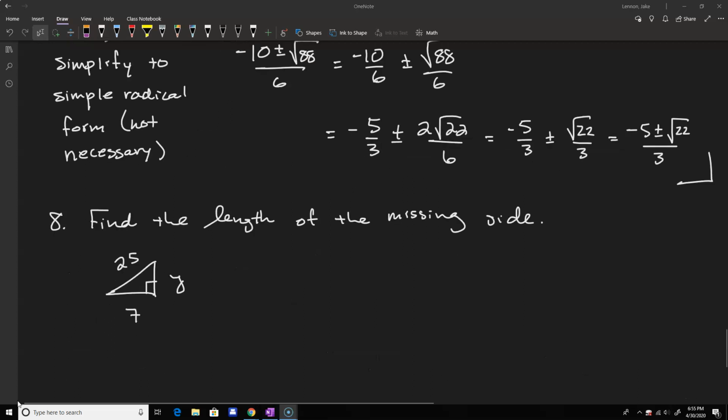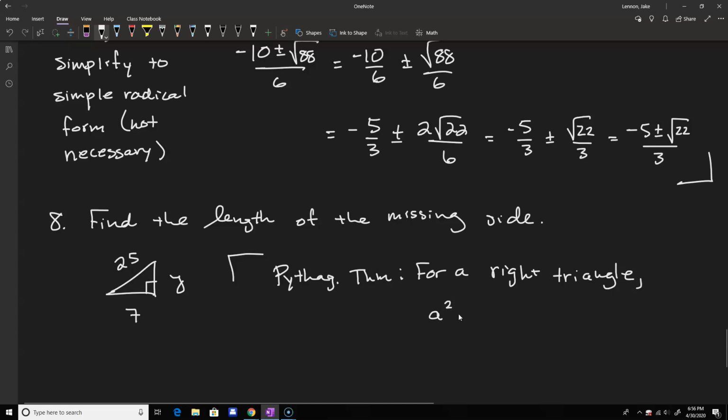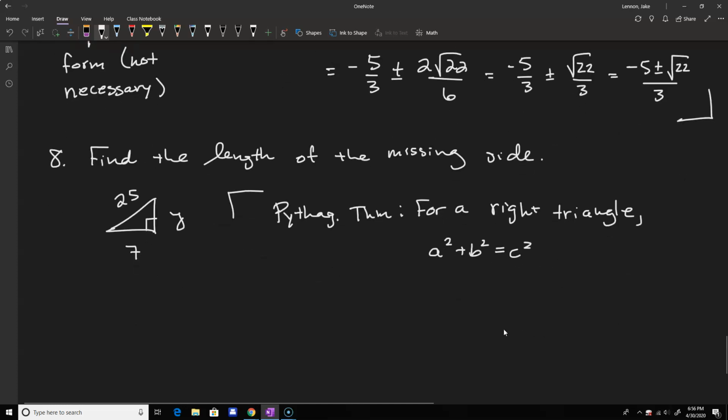Okay, number 8, we want to find the length of the missing side. So to do that, we want to apply the Pythagorean theorem. So remember, the Pythagorean theorem says for a right triangle, the equation a squared plus b squared equals c squared is always satisfied, where c is the hypotenuse. So we know the hypotenuse is 25, so for us this will turn into 7 squared plus b squared.